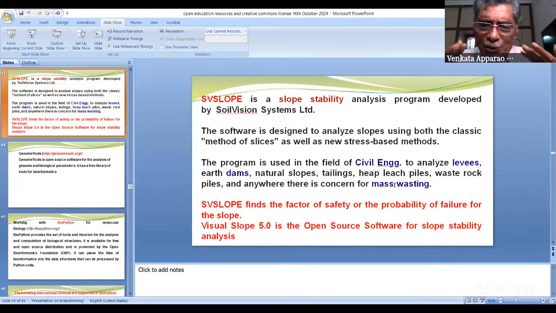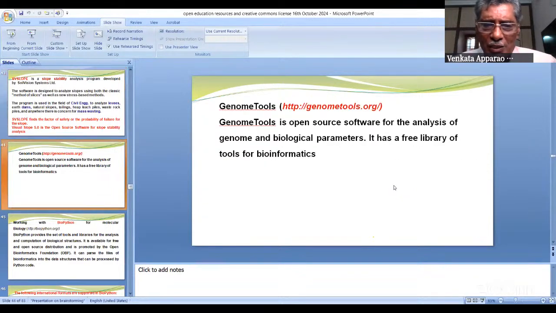This program is used in the field of civil engineering to analyze earth dams, natural slopes, tailings, heap leach piles, and anywhere there is concern for mass wasting. SV Slope finds the factor of safety or the probability of failure of the slope. Visual Slope 5.0 is also open source software for slope stability analysis, another version.